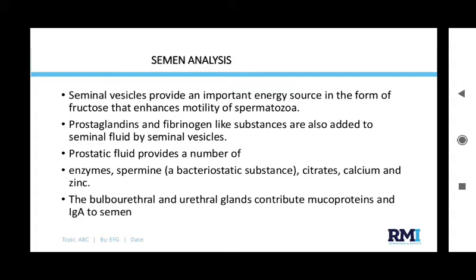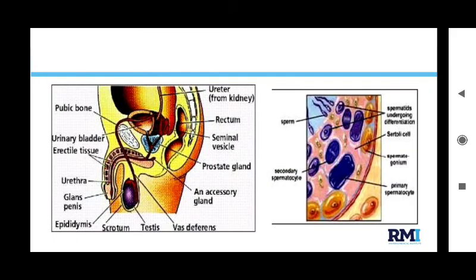Like that, prostatic fluid also provides a number of enzymes and some ions like citrate, calcium, and zinc. The bulbourethral and urethral glands contribute mucoproteins and IgA to semen. So we can see the diagrams. On the right, you can see spermatids undergoing differentiation, Sertoli cells, and spermatogonium. It is depicting the stages of spermatogenesis.